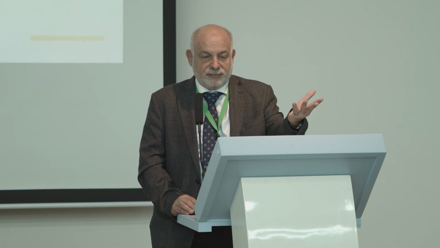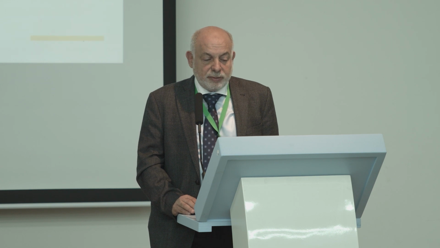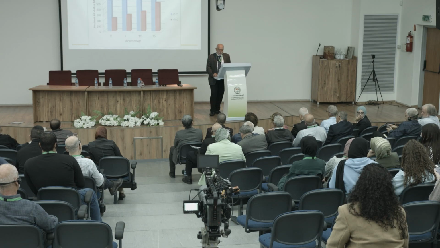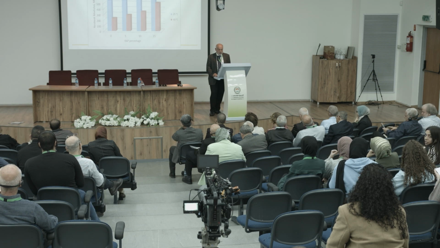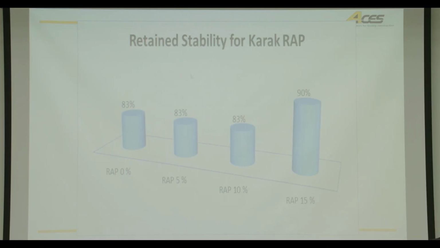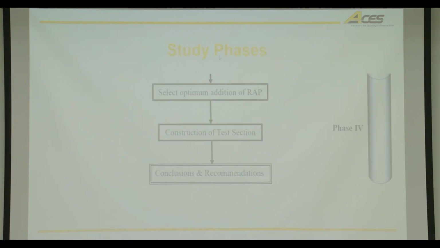It means that sometimes I have to test my material. It's not always true that the more RAP I use, the better the properties are. Because if my RAP material is low quality, it will affect the quality of the end product. That's why I have to optimize my mix. So I optimized my mixes. For the Irbid samples, I found that the optimal RAP addition was 10%. For the other regions, it was even 15%. I did the same for the retained specific gravity for the RAP. And at the end, I selected the optimal addition of the RAP.